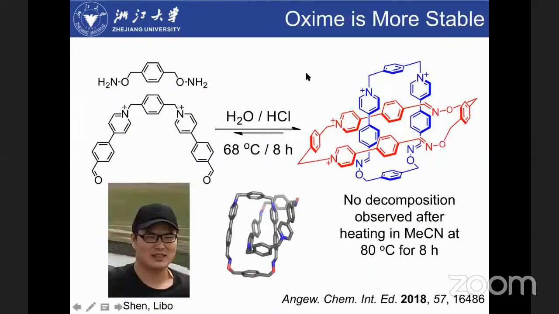But if we synthesize this compound in water, and then we change the counter-anion, and then we dissolve this compound in organic solvents, in acetonitrile, we can see this compound is super stable in organic solvent, even without driving force, because this bond is chemically inert, just because of this oxygen.